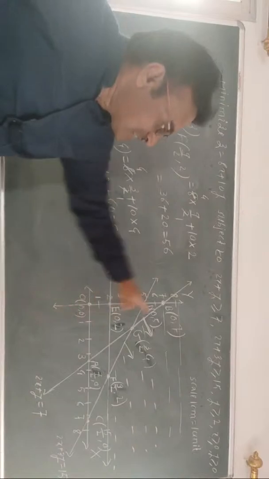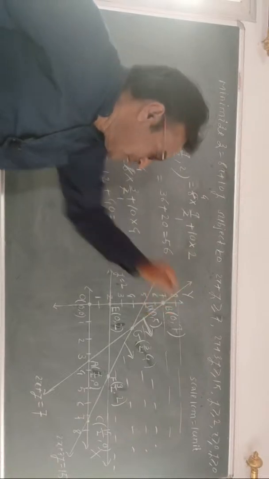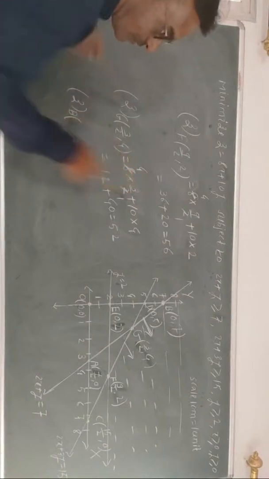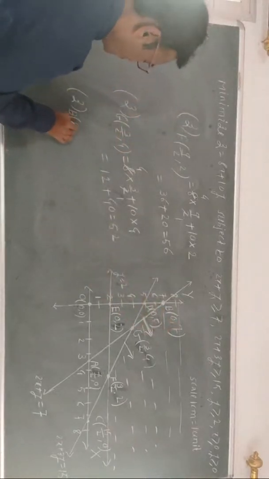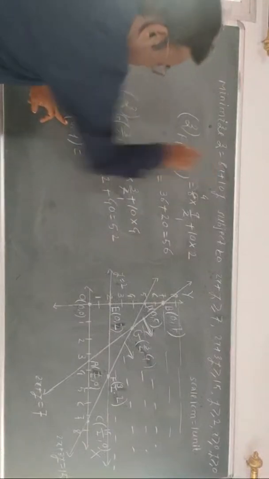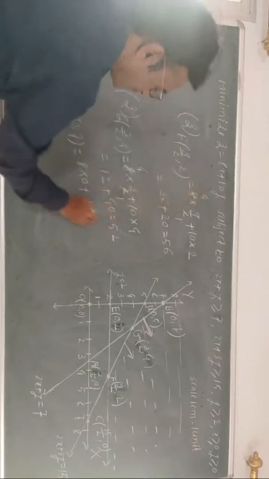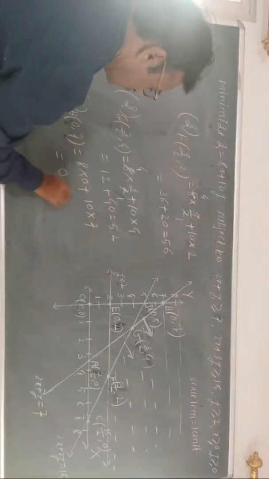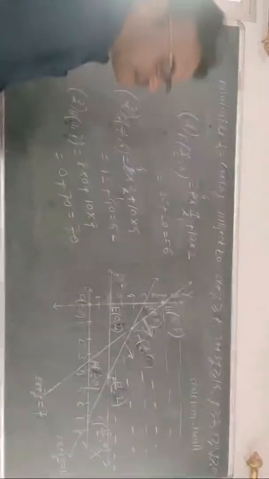Next we find the last point, B (0, 7). We find the value of the objective function Z at point B. So Z at B is 8 into 0 plus 10 into the y coordinate 7, which is 0 plus 70, that is 70.